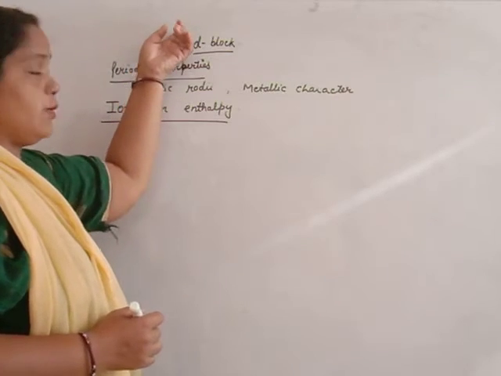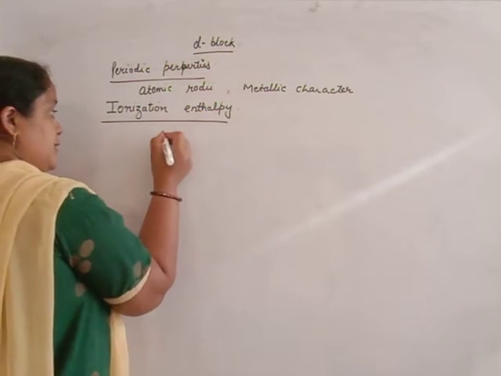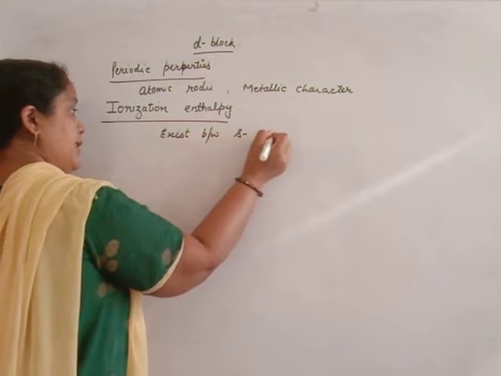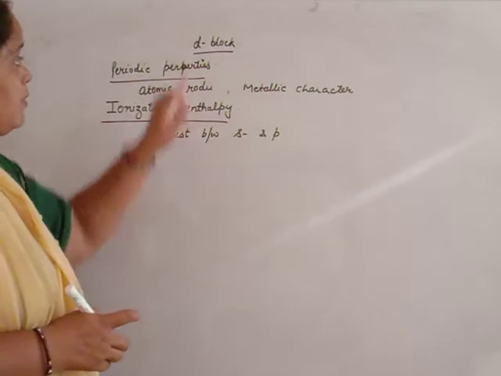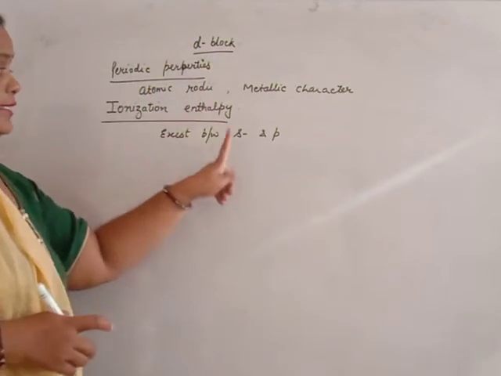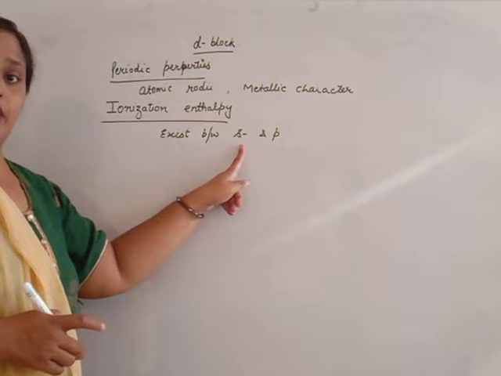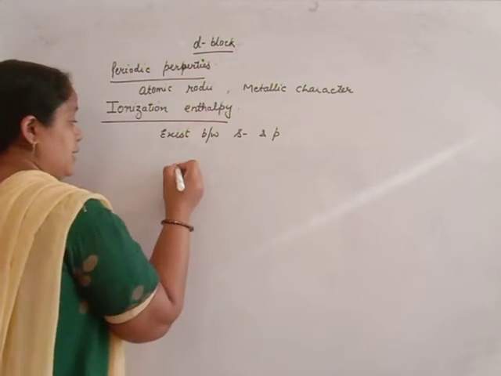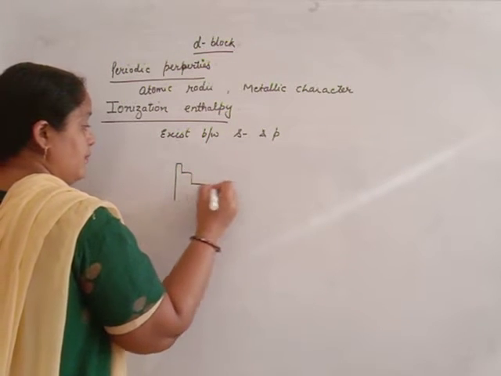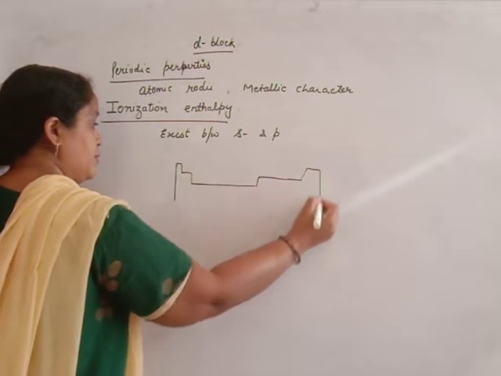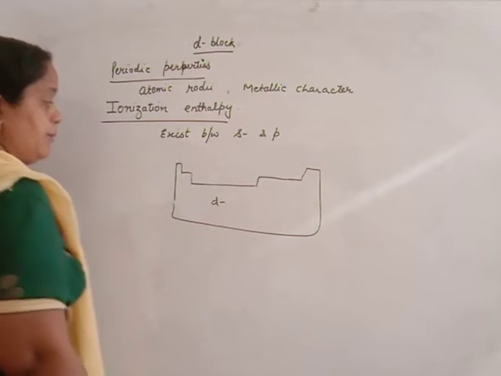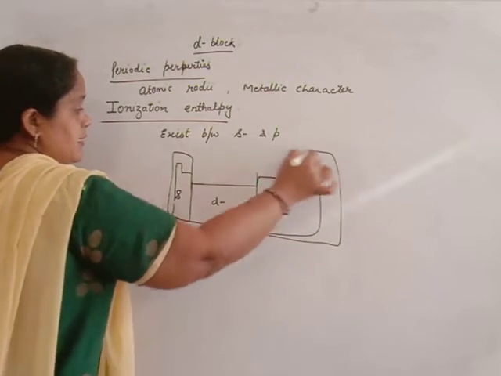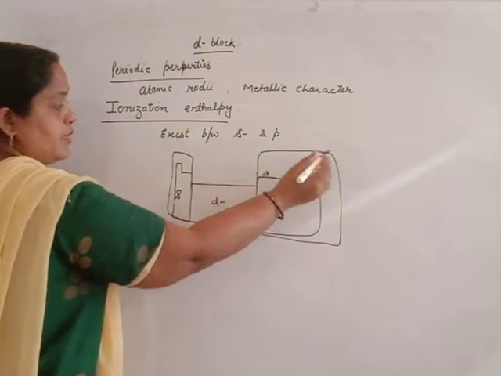In case of d block elements, ionization energy exists between s block and p block. That is, d block elements have more ionization energy as compared to s block elements, but less than p block elements, because these d orbitals exist in between s and p orbitals. These are d block elements. These two groups are included in s block, and these six groups, 13 to 18, are in p block.